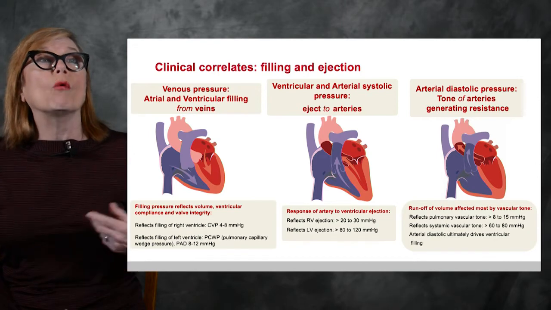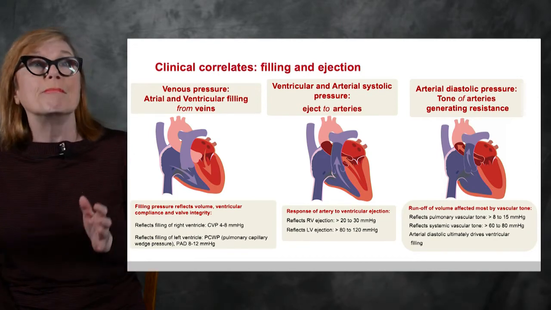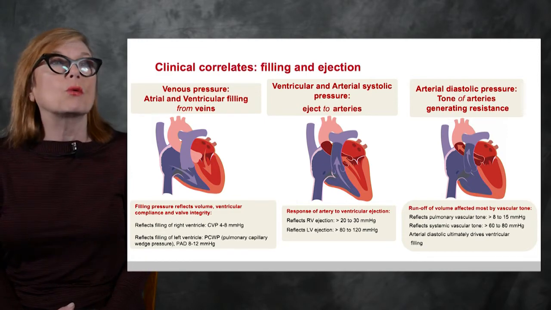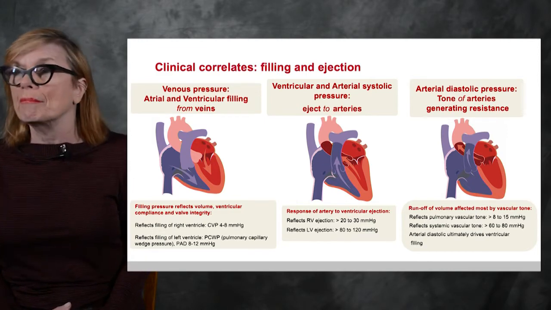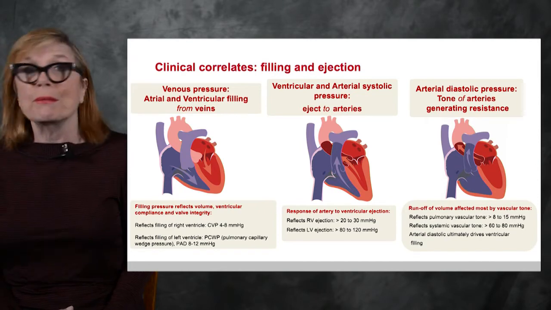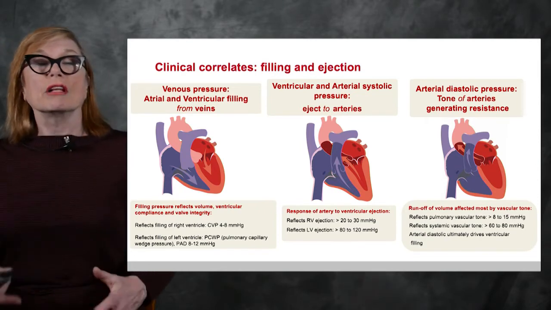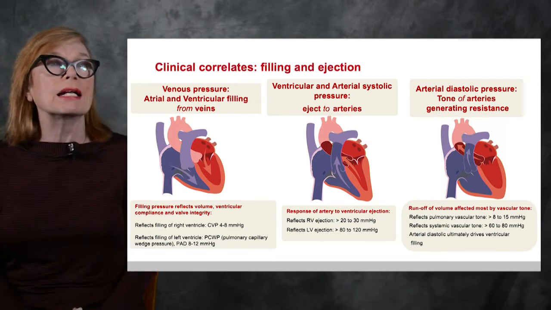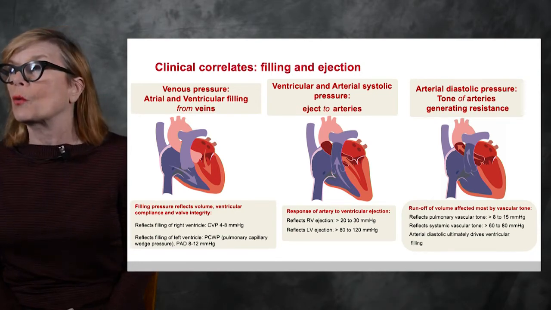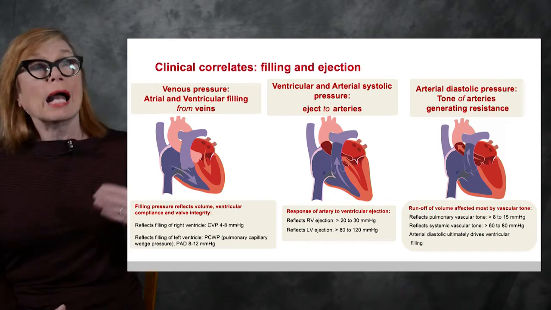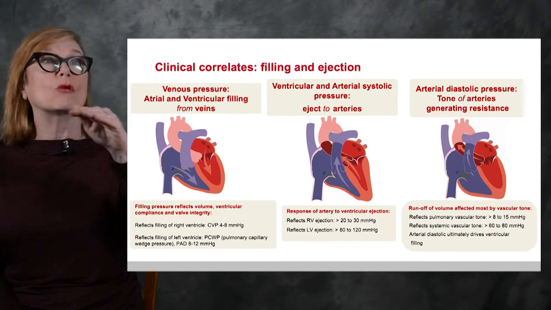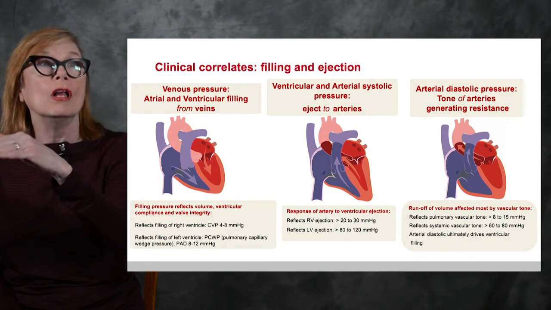But the normal right ventricular ejection pressure, meaning the systolic pressure in the pulmonary artery, is normally 20 to 30 millimeters of mercury. Unlike what we can evaluate with left ventricular ejection, the left ventricle ejects into the systemic artery and normally generates a pressure of 80 to 120 millimeters of mercury. So I can evaluate LV ejection quite simply by looking at your systemic arterial pressure.